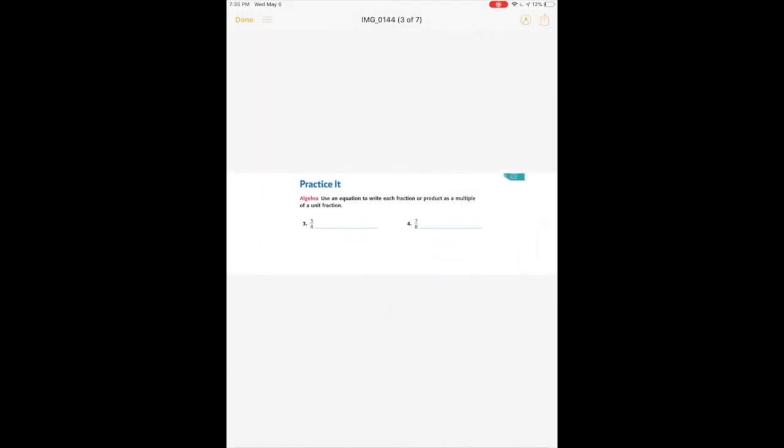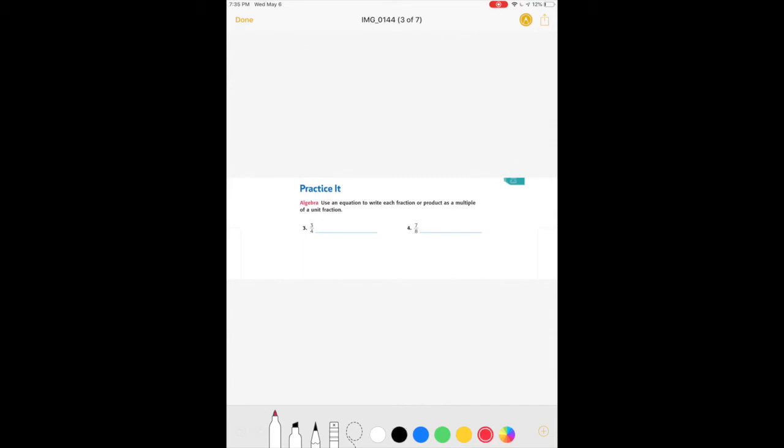Practice it. Write an equation to write each fraction or product as a multiple of a unit fraction. So the first thing I need to do is I need to draw my fraction tiles. For 3/4, I need to model that, so I'm going to draw a fraction bar. And I'm going to divide it into fourths. And I'm going to color 3 in. How many fraction tiles did I use? Well, I used 3 1/4 tiles. So 3 times 1/4 equals 3/4.